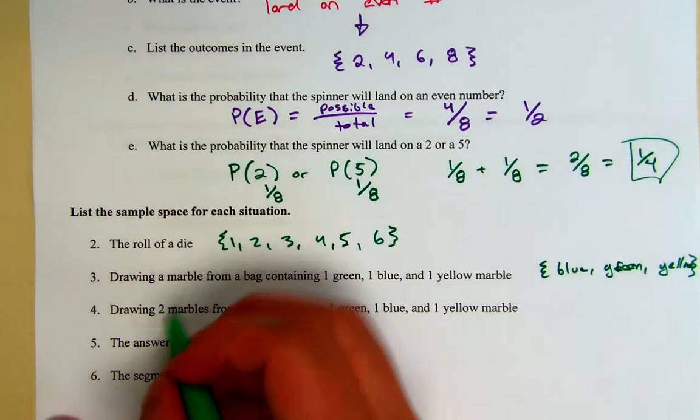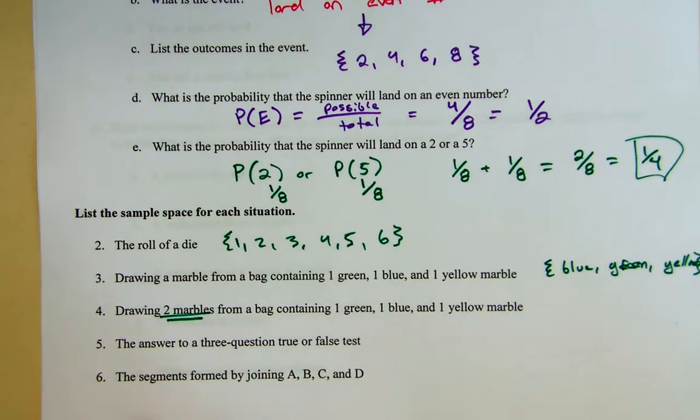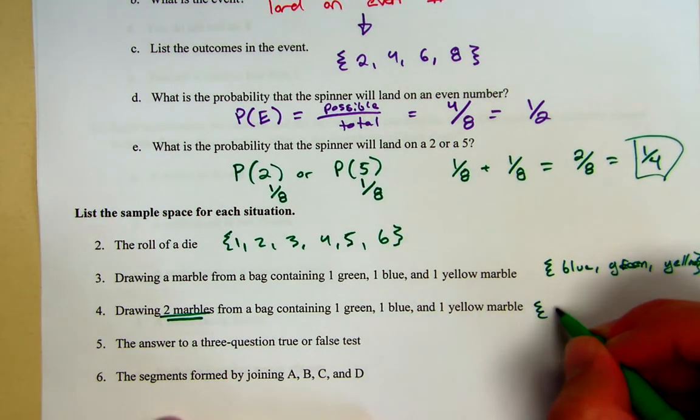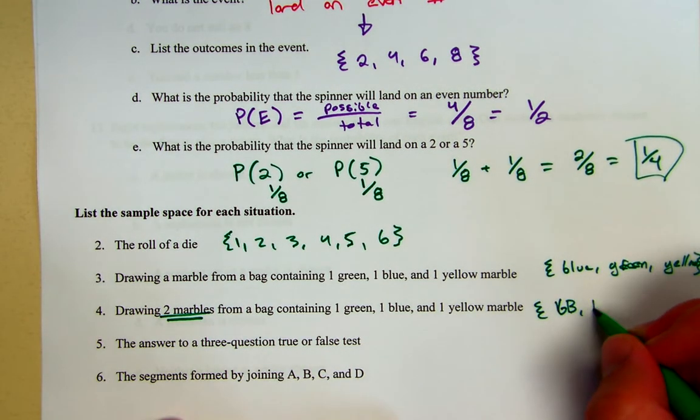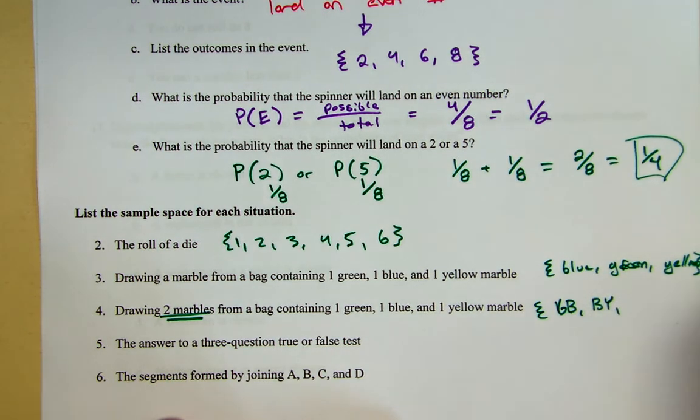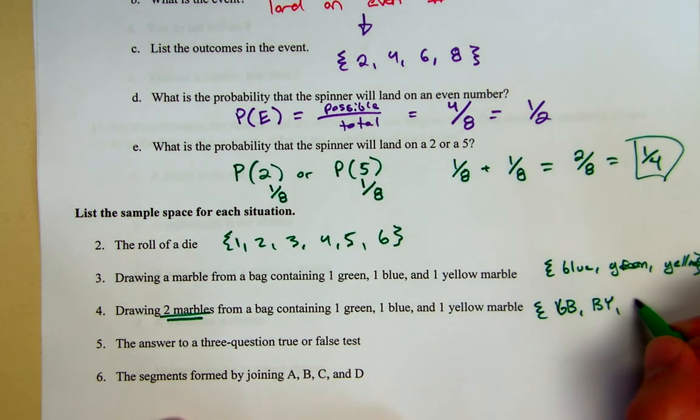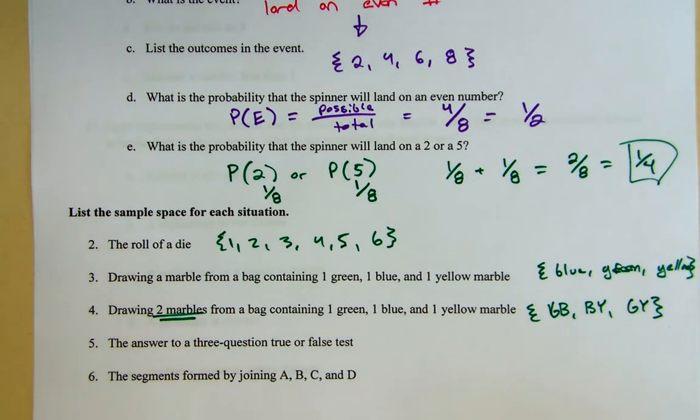Drawing 2 marbles from a bag with 1 green, 1 blue, 1 yellow. In this case, we can get green and blue, we can get blue and yellow, and we can get green and yellow. The other way around, they're going to be the same type of thing.